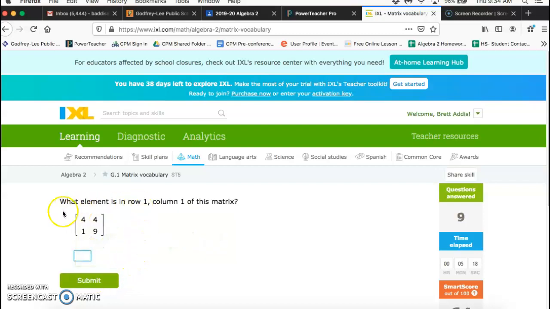Okay, row 1, column 1. Row 1 is this one. Column 1 is this one. So that overlaps right here at the 4.